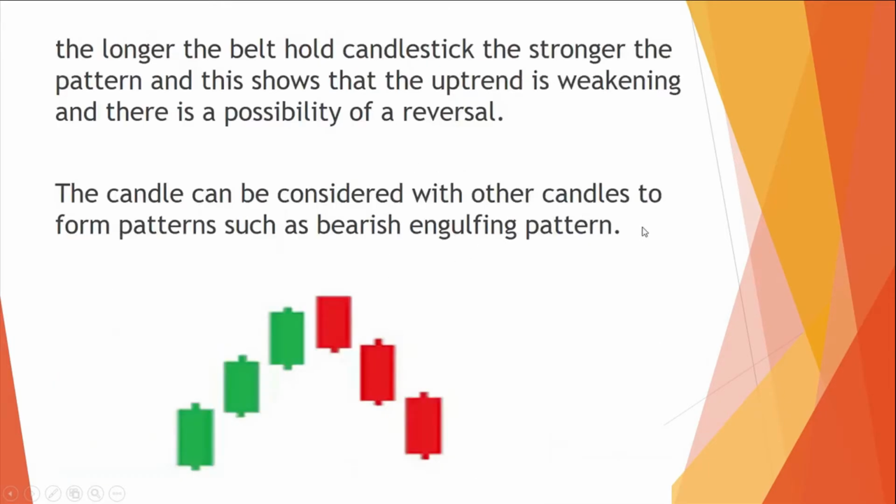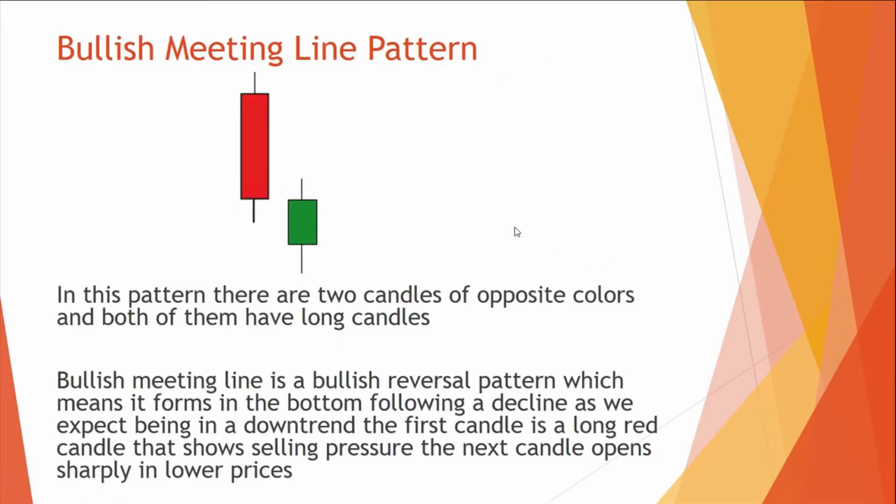If you do not understand the bearish engulfing pattern, just check the last video. The other one we see is the bullish meeting line pattern. In this pattern there are two candles of opposite colors and both of them are long. The bullish meeting line is a bullish reversal pattern, which means it forms at the bottom following a decline, as we expect, in a downtrend.